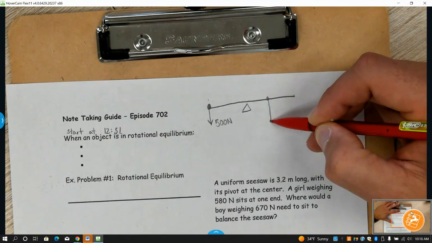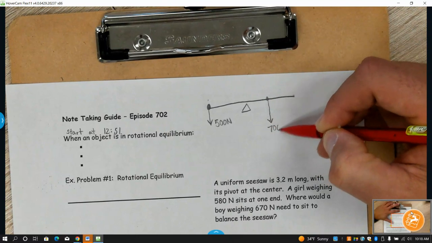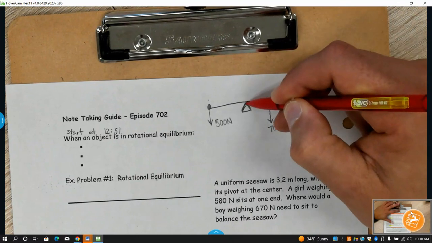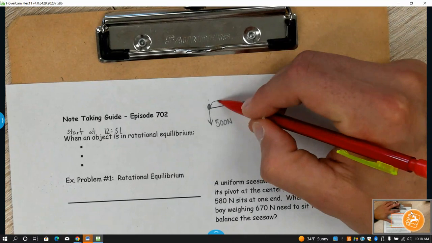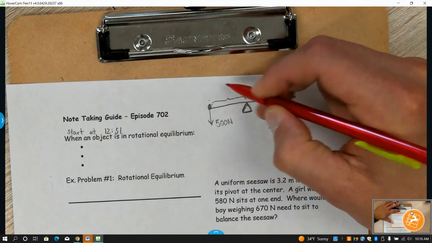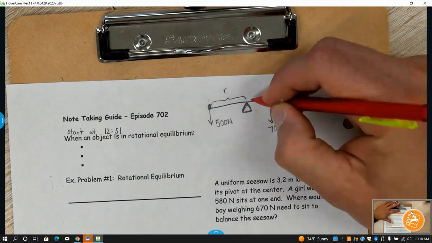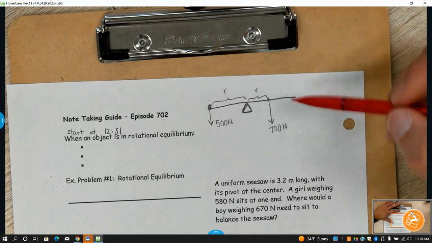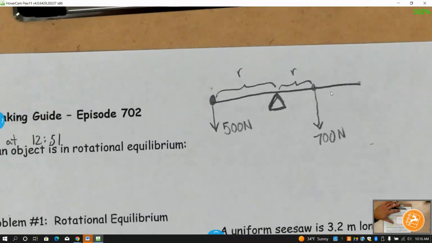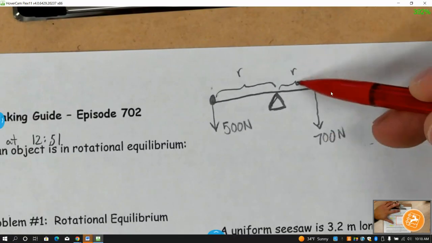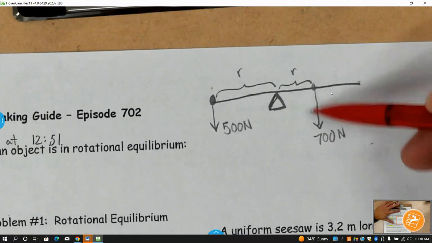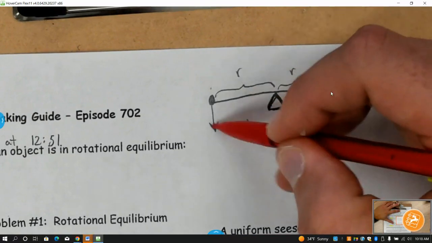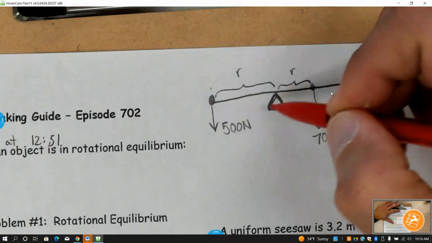Why? Well, if you're a larger force, let's say 700 newtons, you would need to be closer because, remember, torque is the force times the lever arm. So if I multiply the larger weight by a smaller lever arm, I can get the same amount of torque as a lighter object with a longer lever arm.